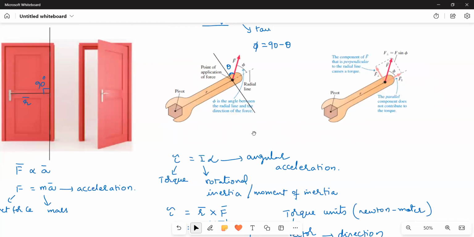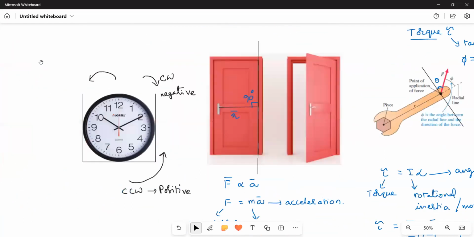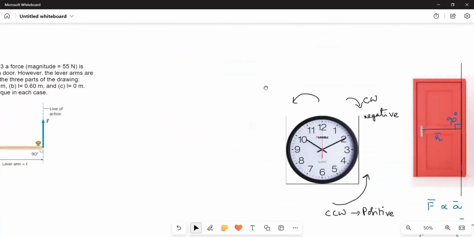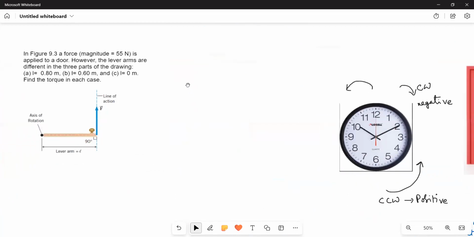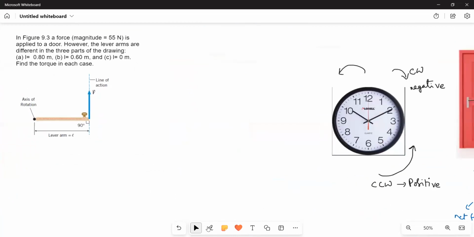Next, let us do one or two problems to have a good understanding of the concept. Here, in this problem, the figure shows a force of magnitude 55 newtons applied to a door. However, the lever arms are different in the three parts of the drawing. In the first part, L is equal to 0.8 meters. In the second bit, L is equal to 0.6 meters. And in the third bit, L is equal to 0 meters. Find the torque in each case.